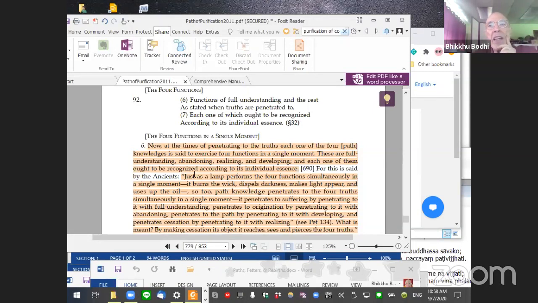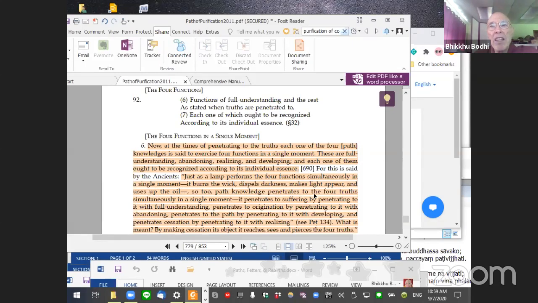And then the commentator refers to some of the sayings of the ancient teachers, which give similes for the four functions in a single moment. So it says, just as a lamp performs four functions simultaneously at a single moment, it burns the wick, it dispels darkness, it makes light appear, and it uses up the oil.